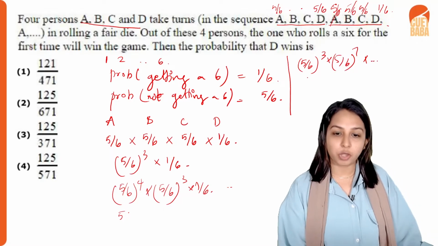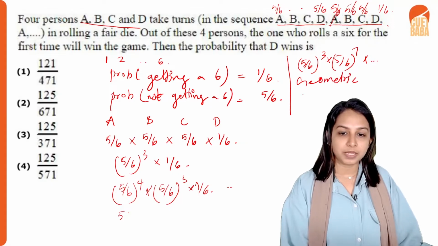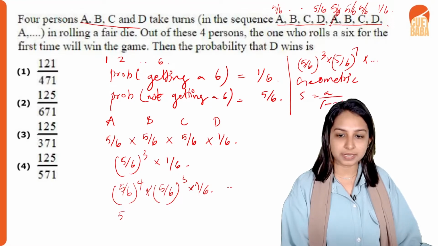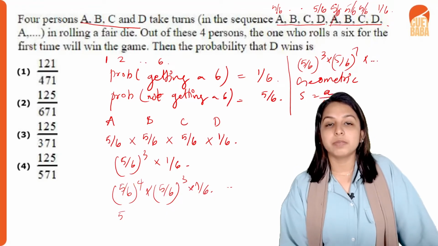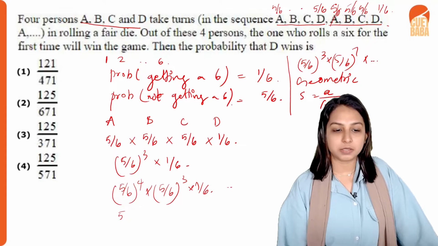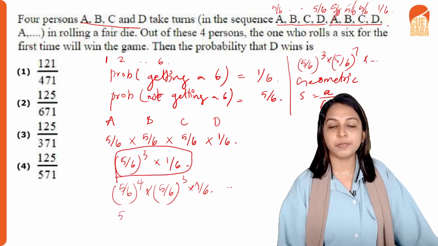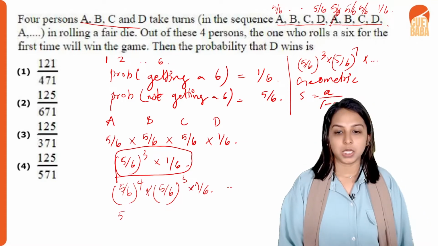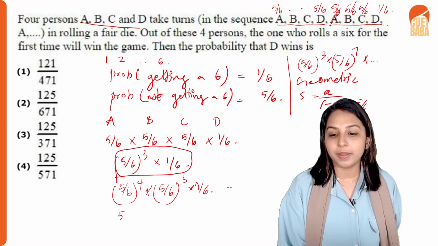So that will be a geometric series, and the sum of a geometric series we can see as S is equal to A by 1 minus R. So A will be the first term and R will be the ratio. A is nothing but 5 by 6 into 1 by 6. This will be the first term, and R will be the ratio, which will be equal to 5 by 6 raised to 4.